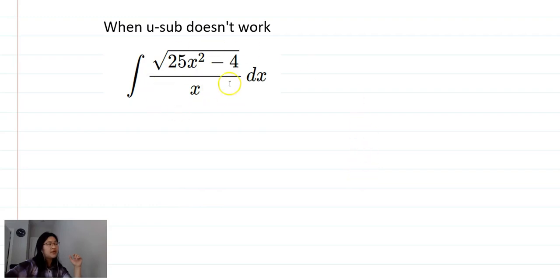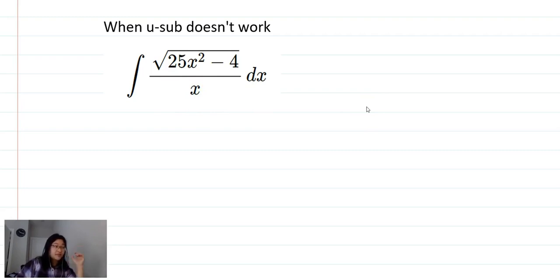So what about when we have this? I'm telling you that the u sub isn't going to work. But can you think about why the u sub won't work? If we have u equals what's inside our radical, then we'll end up with du is 50x dx, and that isn't going to help us with this x in the denominator. So this is where you're just going to need to trust me.